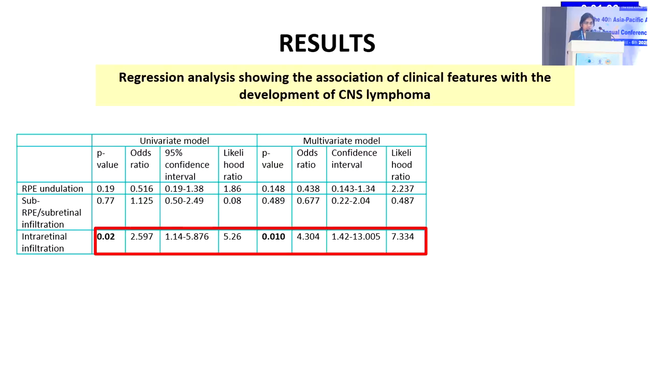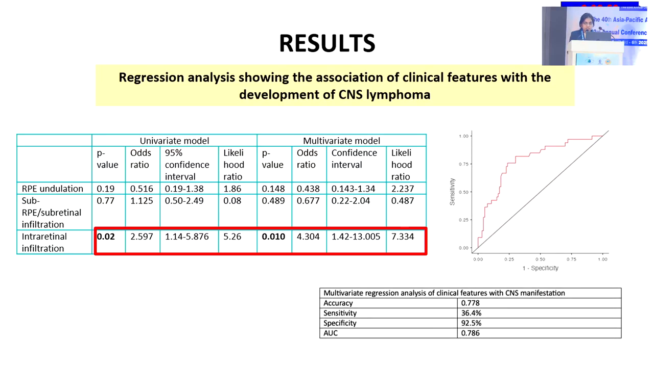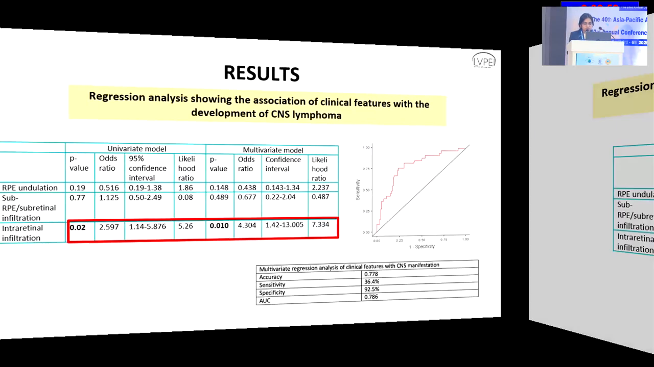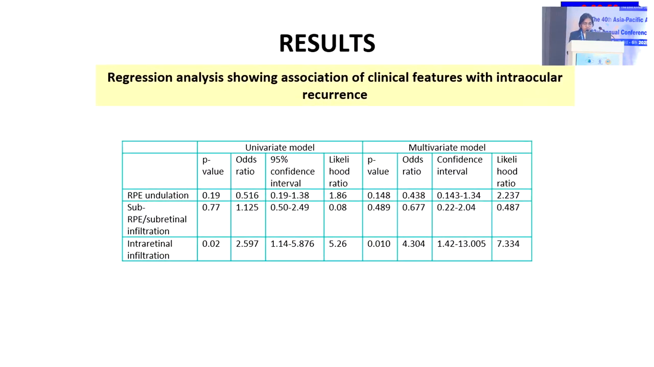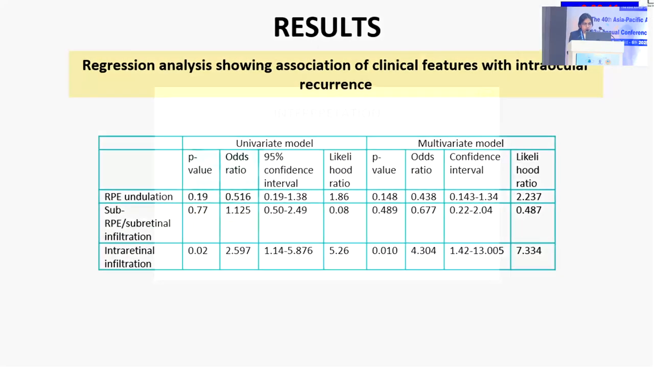In that, intraretinal infiltration showed a significant association on the multivariate regression model with a p-value of 0.01 and an AUC of 0.786, with a specificity of 92.5% and sensitivity of 36.4%. Now the third severity indicator was the intraocular recurrence. In that, however, none of the parameters showed any sort of association with the intraocular recurrence.